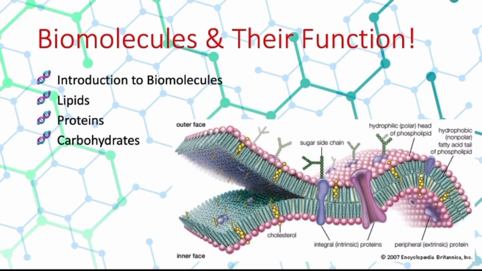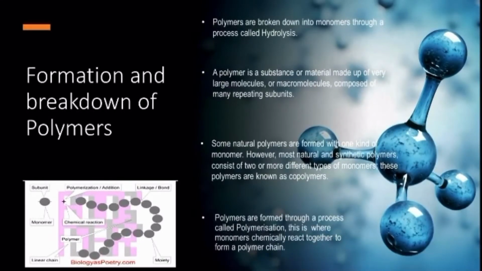Carbohydrates are made up of molecules containing atoms of carbon, hydrogen and oxygen. They are essential energy sources and structural components. They are made up of 4 types of units, which are monosaccharides, disaccharides, oligosaccharides and polysaccharides. Formation and breakdown of polymers.